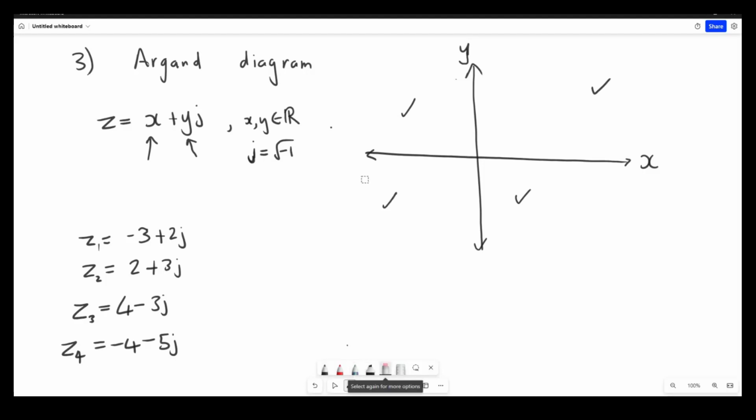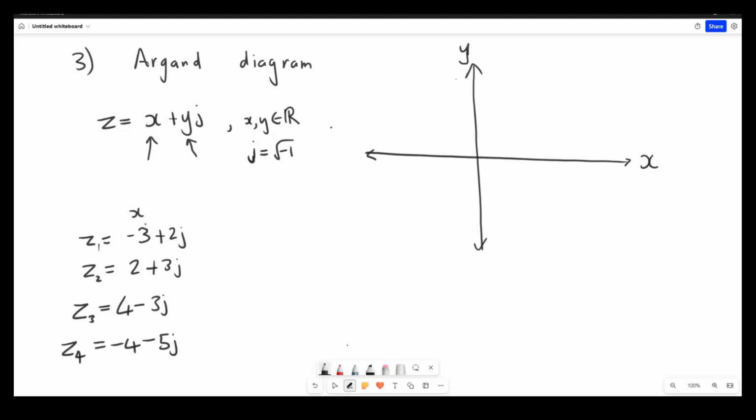It's the same as for the Cartesian plane, guys. Okay, the standard Cartesian plane where you deal with real numbers. It's just that y now represents the imaginary part. So let's represent z1. We can see for z1 x is negative.